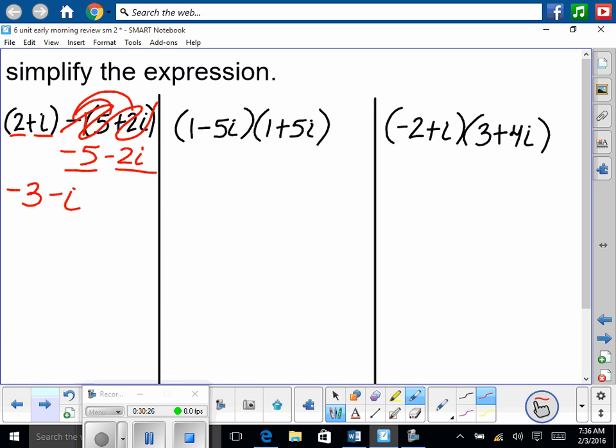But then don't go to it. Does the negative i mean something? i squared is something, but i is nothing. So this is our answer. And it's in the form of a plus bi. So we always like a real number part first.